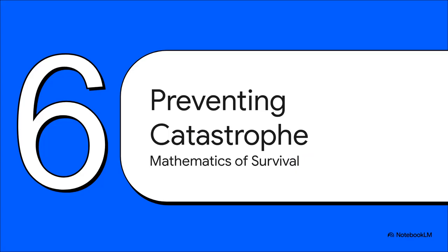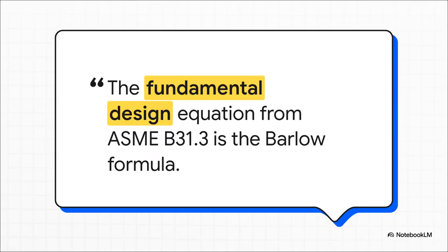Section 6. Codes that prevent catastrophe. The mathematics of survival. We've broken down the physical parts and the processes, but we really have to understand the foundation holding it all together. You see, none of this architecture relies on guesswork. Every single piece of steel is governed by strict, unforgiving mathematical law. Let's move to the math and see how it builds our baseline for safety.